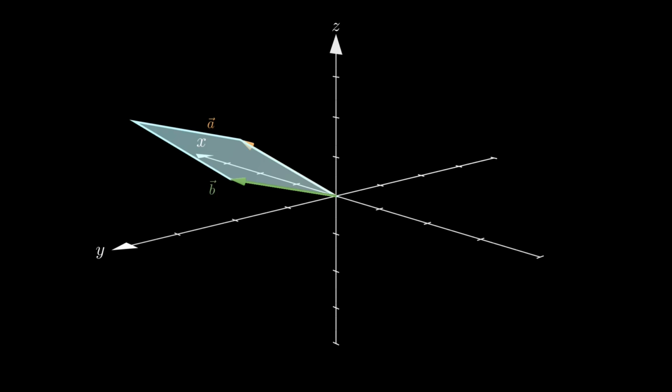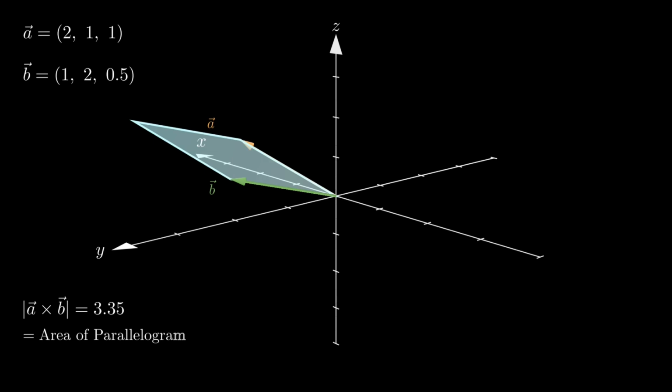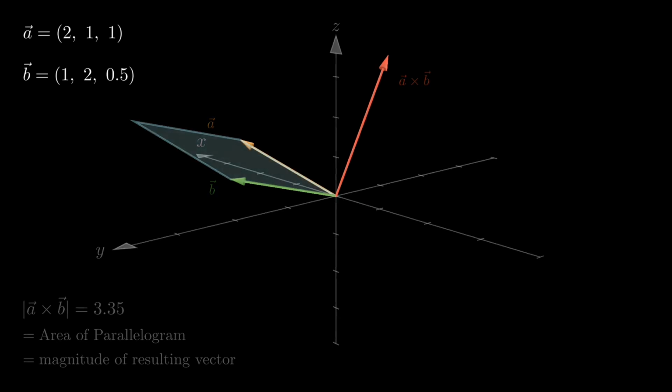Let's suppose vector A is given by the coordinates 2, 1, 1 and B by 1, 2, 0.5. So if we compute the magnitude of A cross B, we get 3.35, which is also equal to the magnitude of the resulting vector. So we can draw the resulting vector A cross B coming out of the plane as shown in red here, with the same magnitude as the area of this parallelogram.